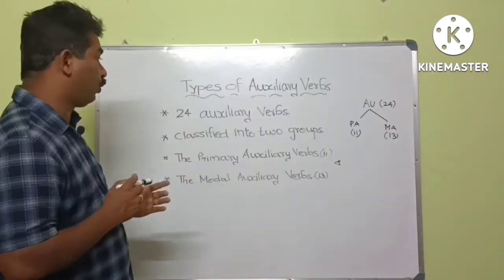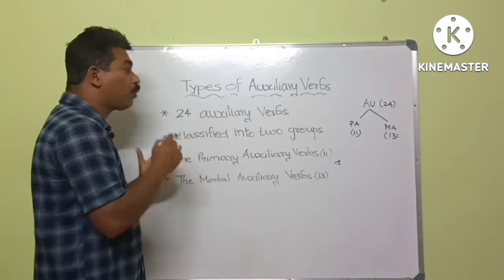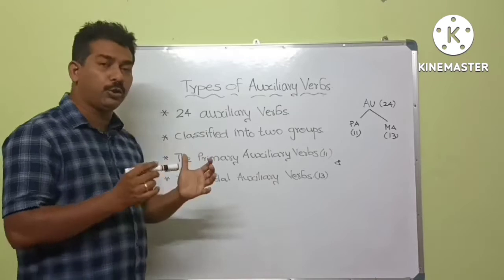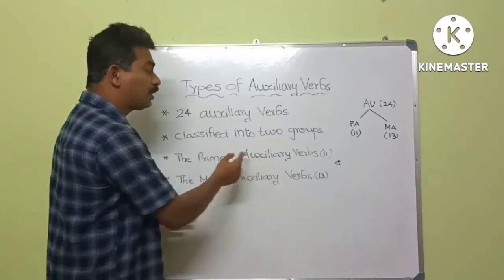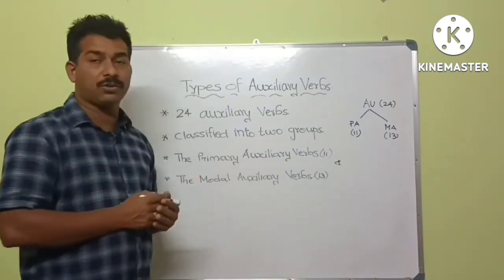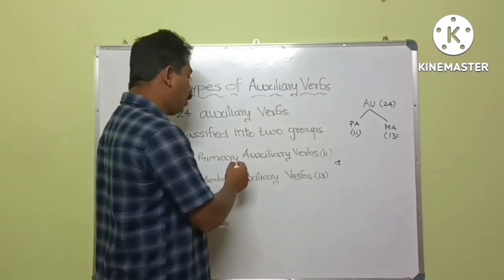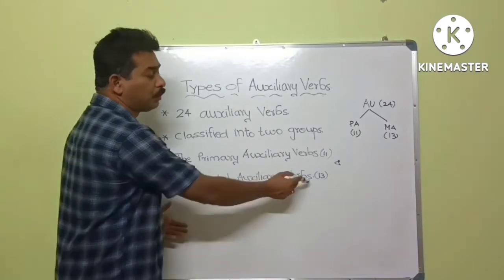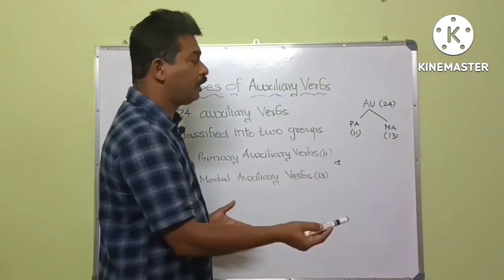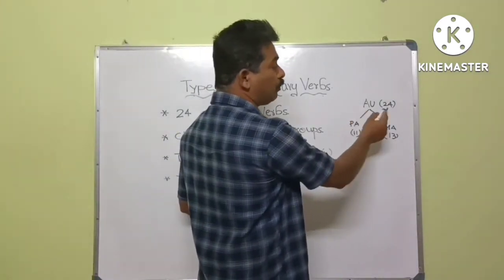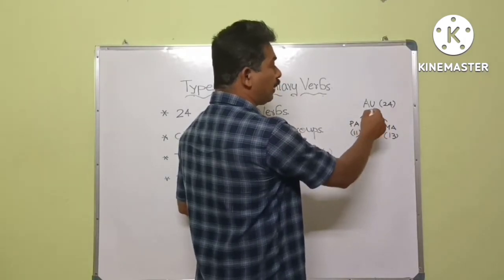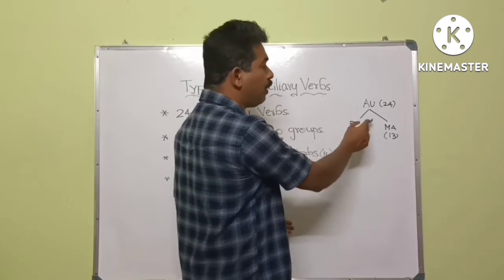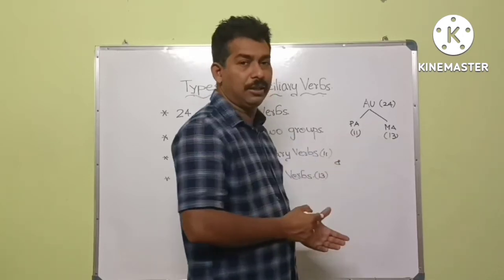Types of auxiliary verbs. There are 24 auxiliary verbs in English. They are classified into two groups, the primary auxiliary verbs and the modal auxiliary verbs. The primary auxiliary verbs are 11 in number. The modal auxiliary verbs are 13 in number. Once again, auxiliary verbs are 24 in number, classified into two groups: primary auxiliaries 11 in number, modal auxiliaries 13 in number.